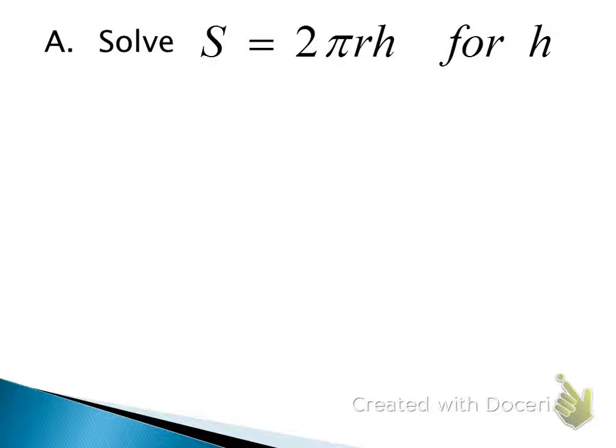So the way I'm going to start this is I am just going to underline the one I'm solving for. I want to get everything away from that guy. What is everything else doing to that guy? Multiplying. How do you undo multiplying? So I am going to divide by 2, divide by pi, and divide by r. Well, if I divide the right side by 2 pi r, I have to divide the left side by 2 pi r. Is S a part of the equation?